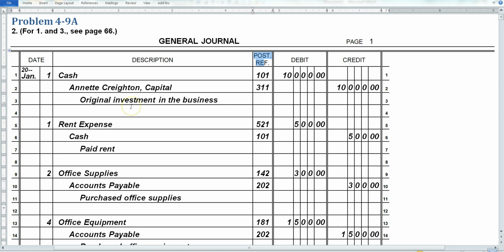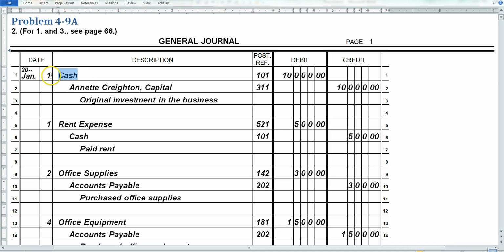So if you look at page 118, you'll see a chart of accounts, and that's where I am getting these reference numbers. Cash is always the 101 account, and so forth. So make sure you refer back to page 118 so you can see which accounts and where I'm getting the numbers from. First, on January 1st, we have invested cash in the business.